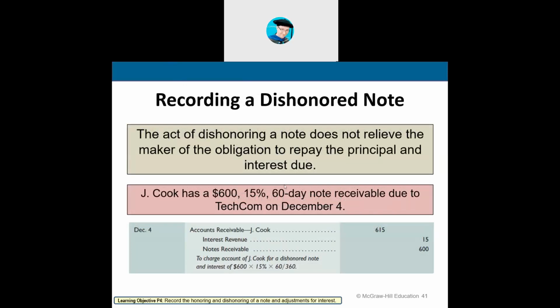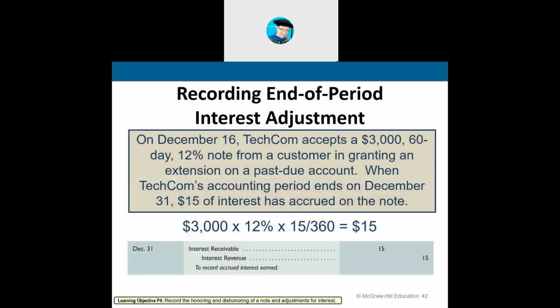Great. What else was I going to say? Oh, the interest, yeah. So the interest part, let's talk about that. We accept a $3,000 60-day note, 12% interest, from a customer for a past due account.